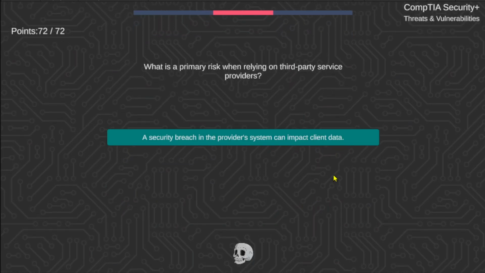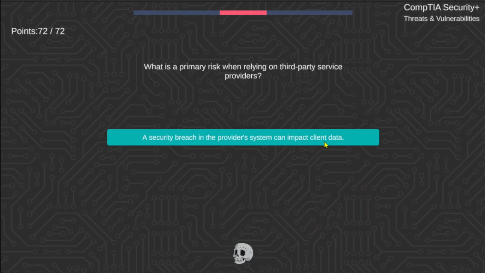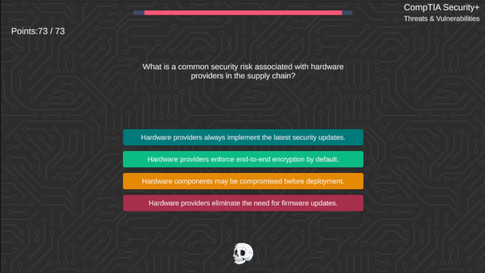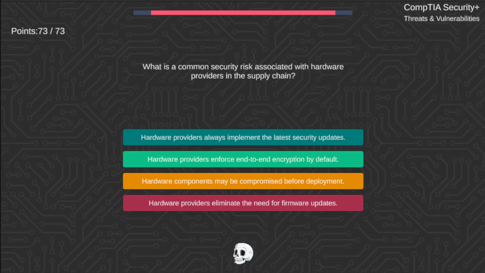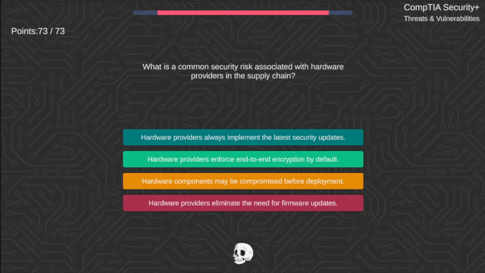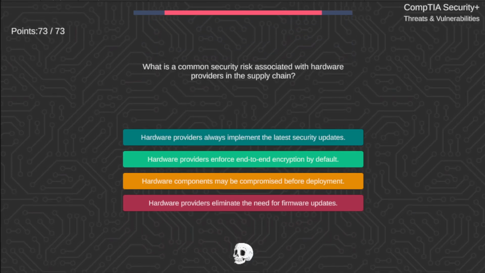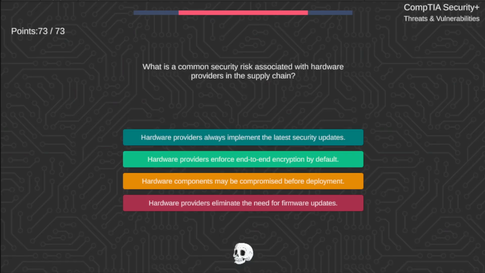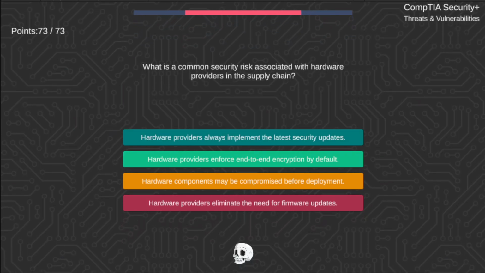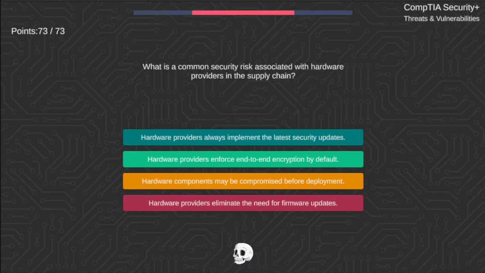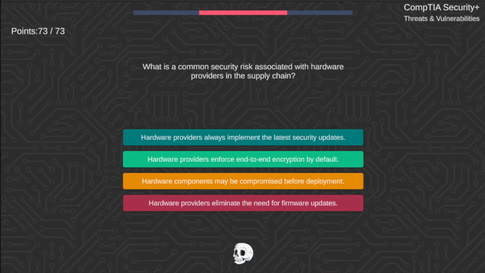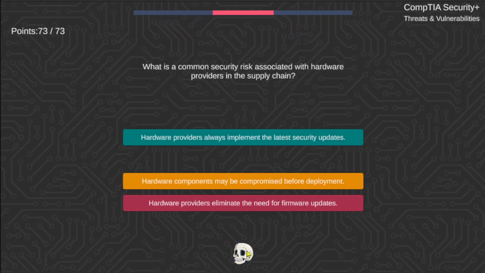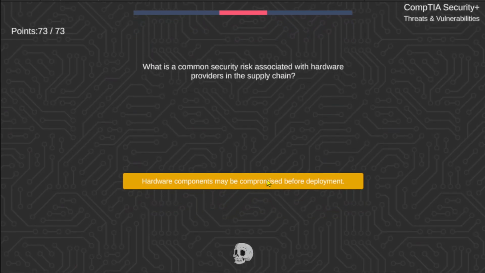Correct answer is a security breach in the provider system can impact client data. What is a common security risk associated with hardware providers in the supply chain? Hardware providers always implement the latest security updates. Hardware providers enforce end-to-end encryption by default. Hardware components may be compromised before deployment, or hardware providers eliminate the need for firmware updates. Common security risk associated with hardware providers in the supply chain. Correct answer is hardware components may be compromised before deployment.